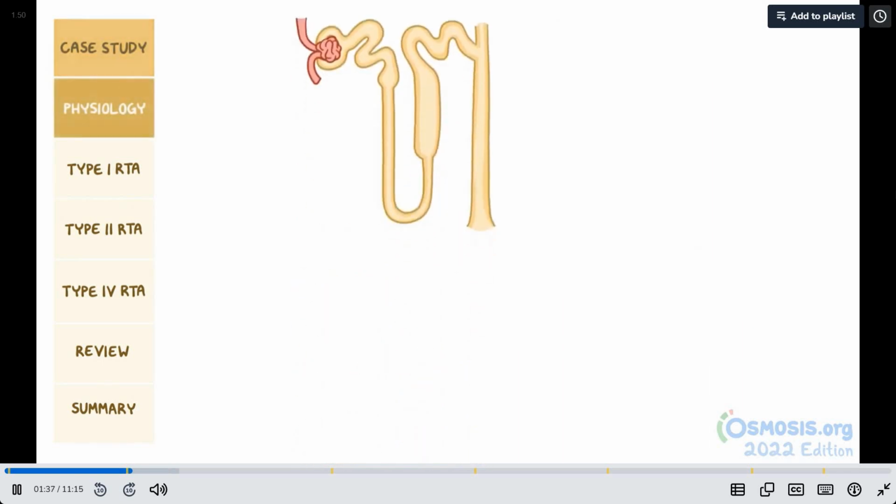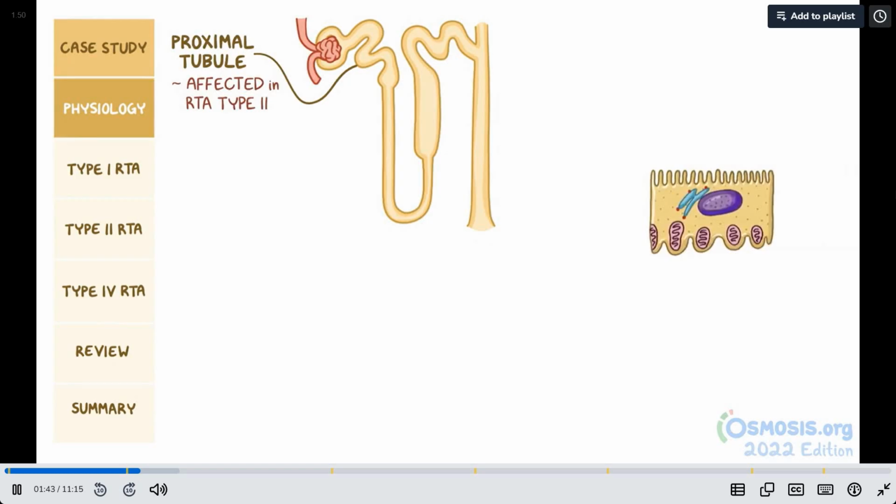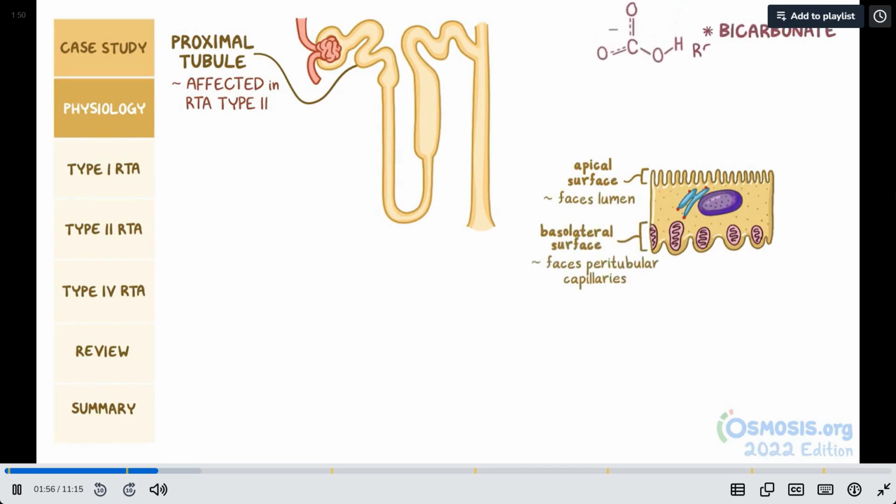Alright, now let's review the physiology of the tubules. The proximal tubule is affected in RTA type 2. It's lined by brush border cells which have 2 surfaces. One is the apical surface, that faces the tubular lumen and is lined with microvilli, and the other is the basolateral surface, which faces the peritubular capillaries. Now, a lot of bicarbonate is reabsorbed here.